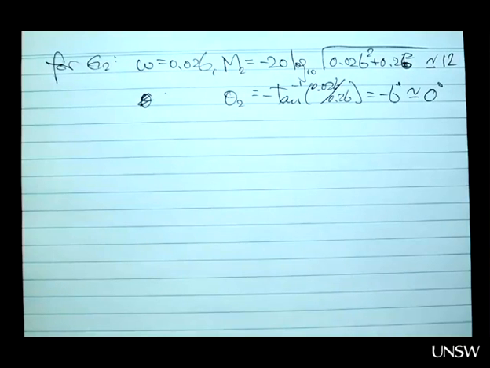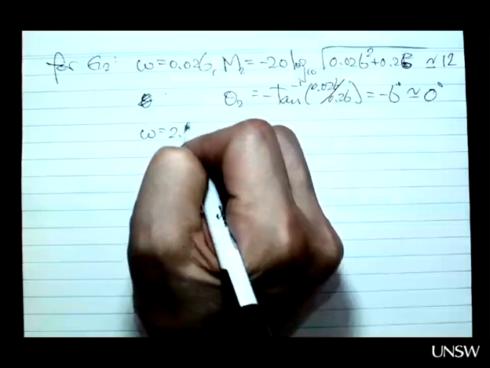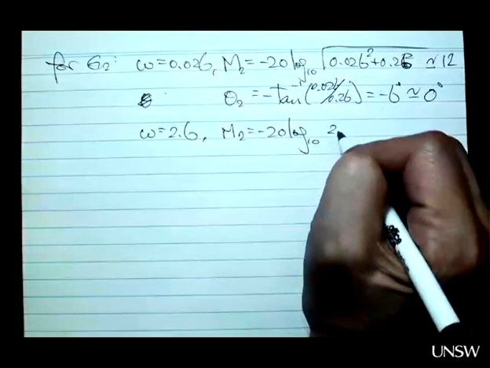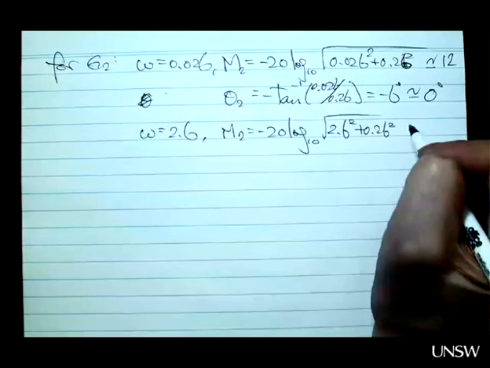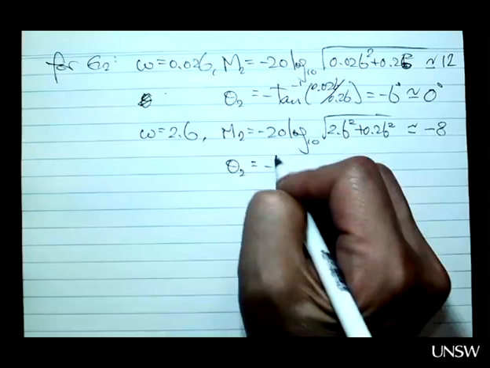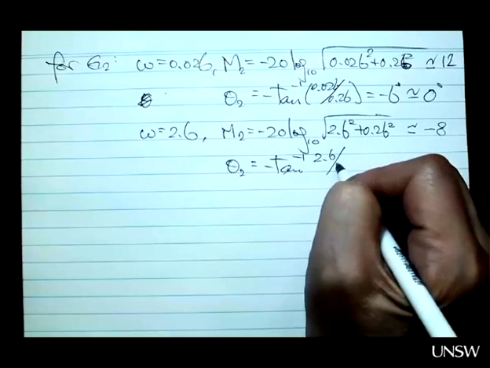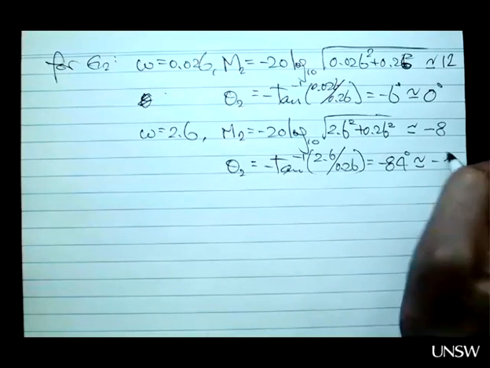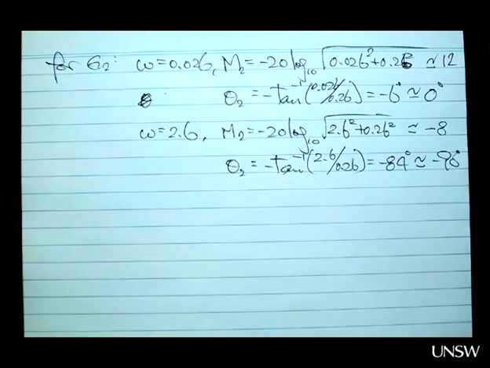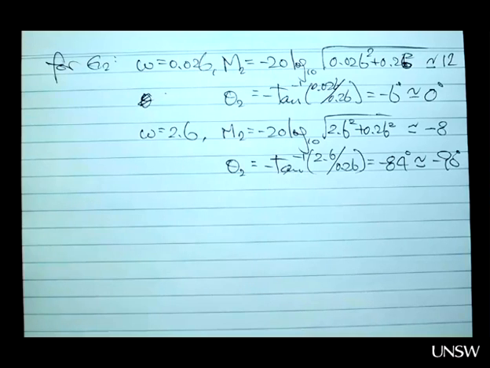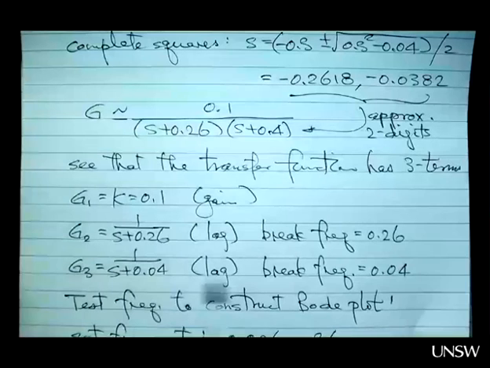And then at omega equals 2.6, the magnitude is minus 20 log 10 of the square root of 2.6 squared plus 0.26 squared. So it is approximately minus 8. And then theta equals minus 84, and then we approximate it to minus 90 degree. The negative is because it is on the denominator.